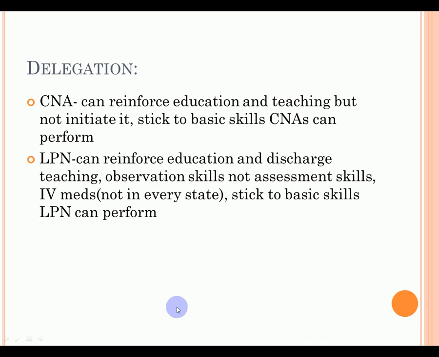Delegation tips when we're going through this test. CNAs can reinforce education and teaching, but cannot initiate it. Stick to basic skills CNAs can perform. They don't do consultations. They don't do IVs. They don't give meds or do dressing changes. So think about what a CNA does.